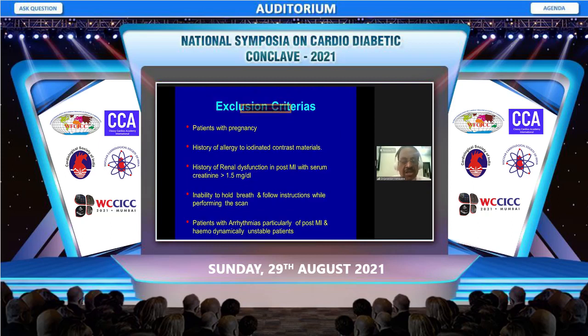So what are the exclusion criteria? Patients with pregnancy, history of allergy to iodinated contrast materials, renal dysfunction with creatinine more than 1.5 mg, inability to hold breath and follow instructions while performing the scan, and hemodynamically unstable patients.